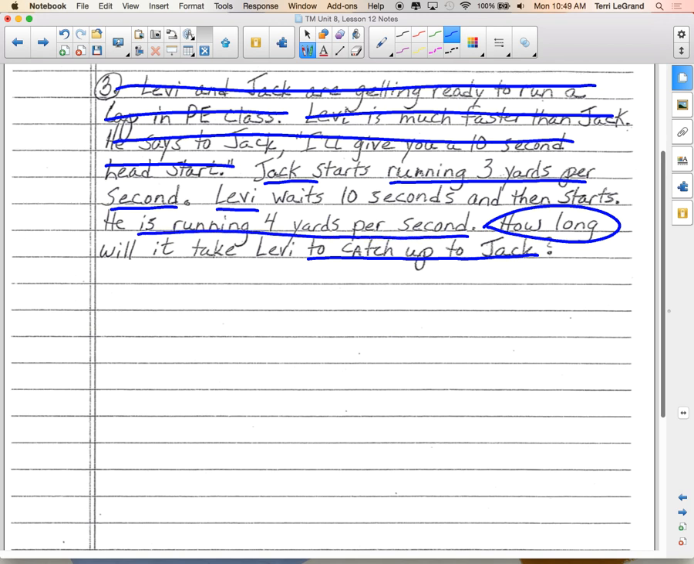And is this "waits 10 seconds" kind of going to be important somewhere along the line here? Who's running during that 10 seconds? Jack. So you know what? This 10 seconds right here, we're going to put that right here. We're going to write, this is Jack. He's already running for 10 seconds.